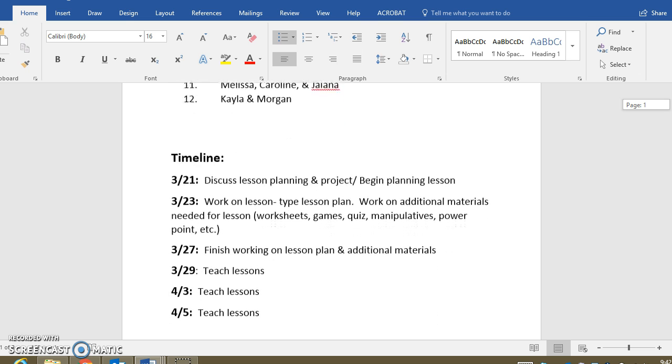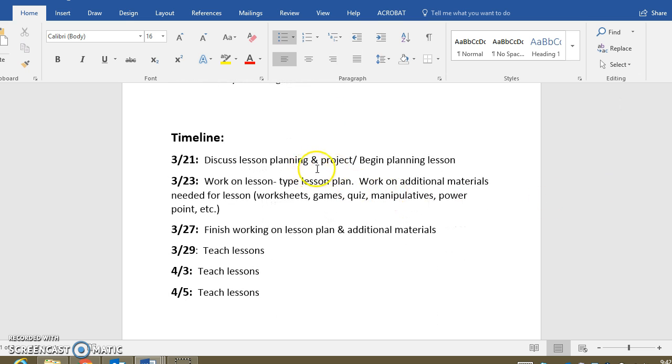Here is our timeline. So today we're discussing your lesson planning and your project, and you're going to start lesson planning. You are planning the lesson that you and your partner are teaching starting in a few class periods. Next class, you're going to take that lesson plan and you're going to type it like the one I just showed you. You're also going to work on additional materials.